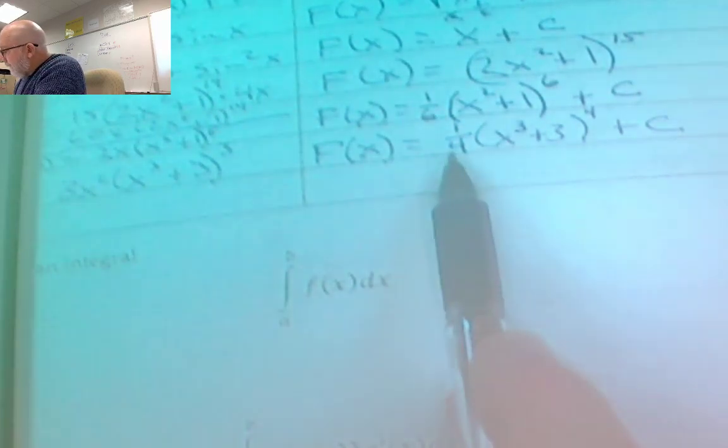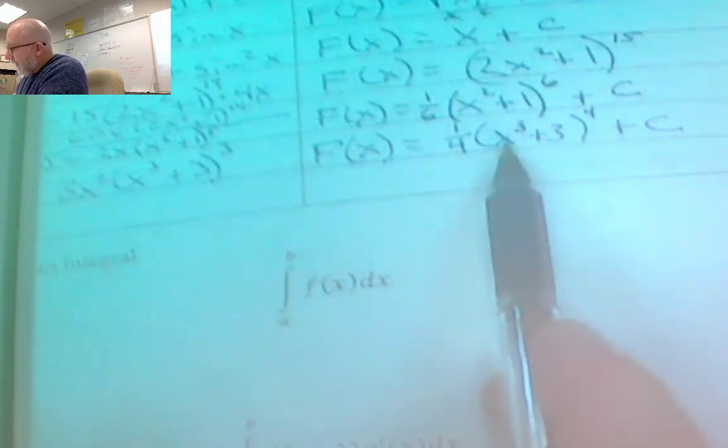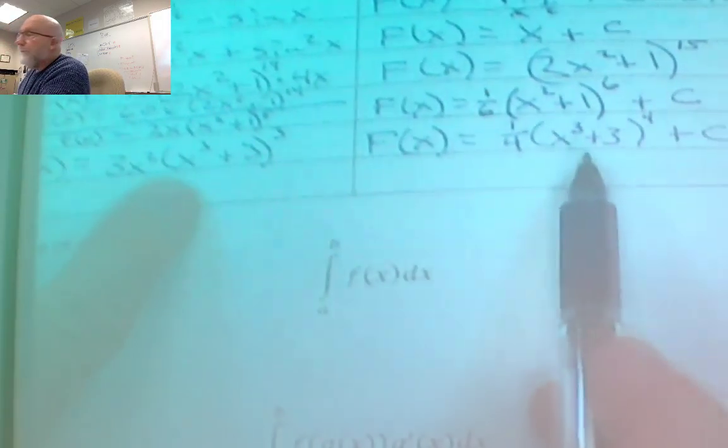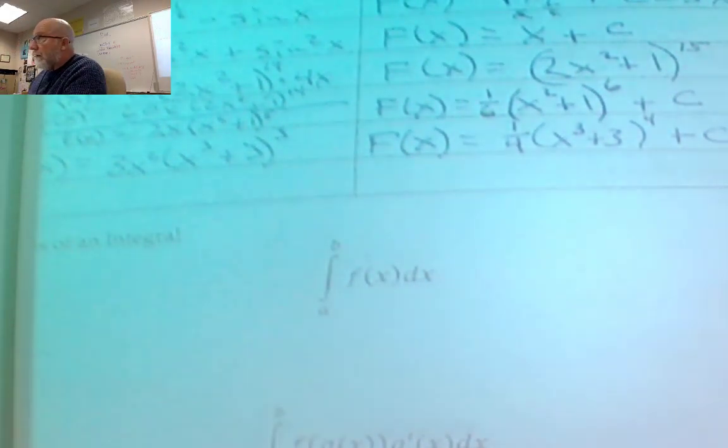4 times 1/4 is 1. x cubed plus 3 to the third times 3x squared. Is that what I have here? All right? So the check is really quick.